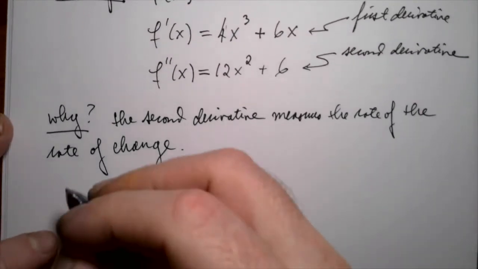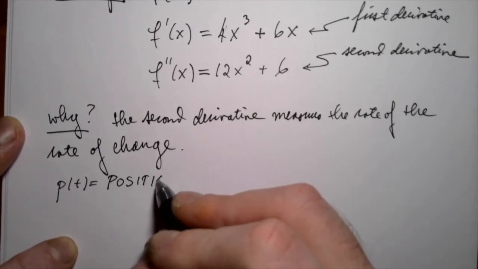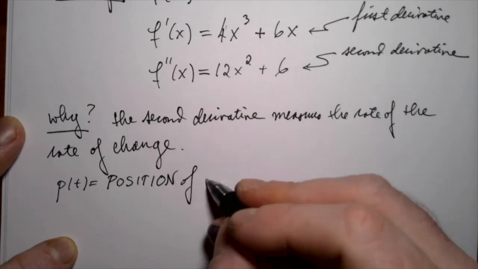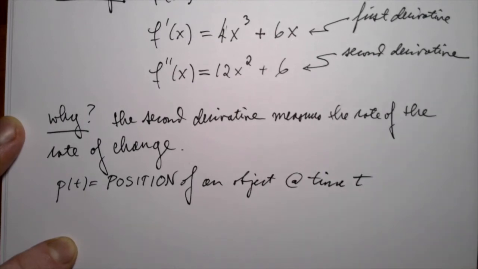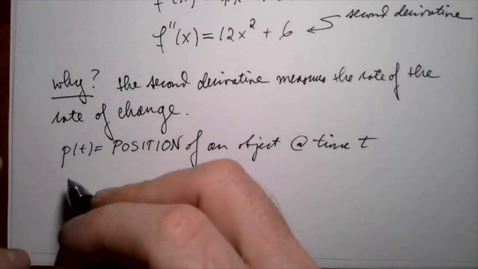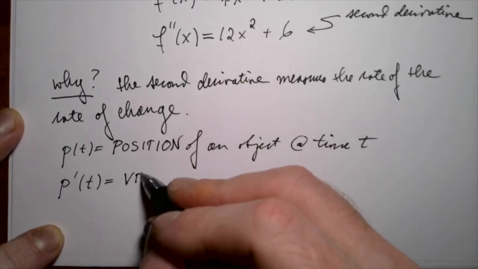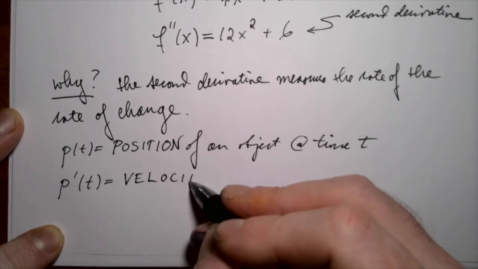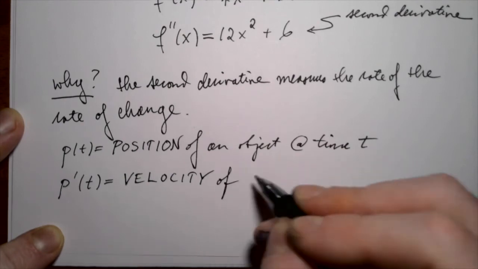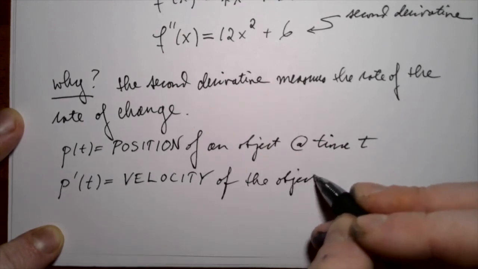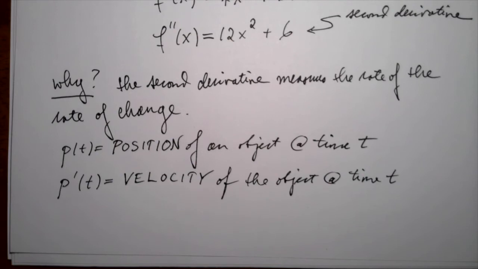So, suppose that p of t is a position function. So this is giving us the position of an object at time t. Then, as we've seen, the first derivative is giving us the rate of change of position, how much the position is changing per unit time. Well, that's the velocity of the object as a function, the velocity function. The velocity of the object at time t.